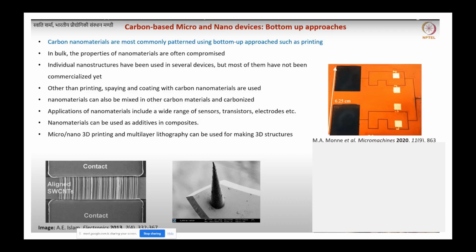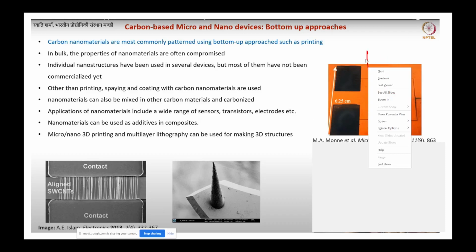Printing is a very well-known technique that is majorly used for printing any kind of carbon material or carbon nanomaterials. The properties of nanomaterials are often compromised when you use them in bulk, so sometimes you will not get whatever property you want. You can see how beautifully it is printed here. I think this is printing technology also.